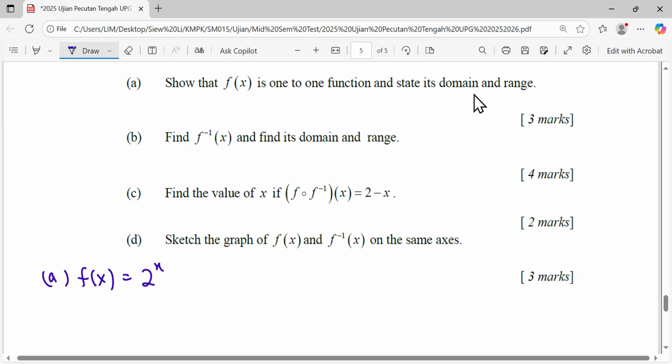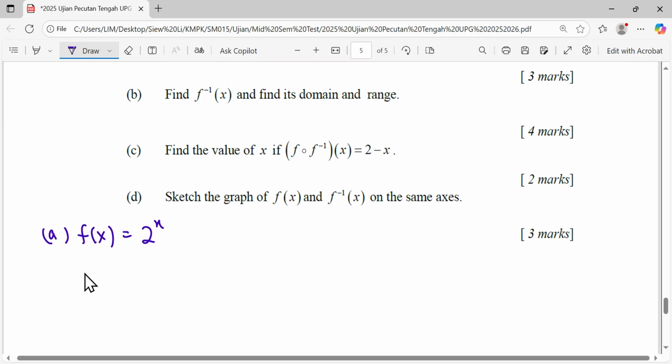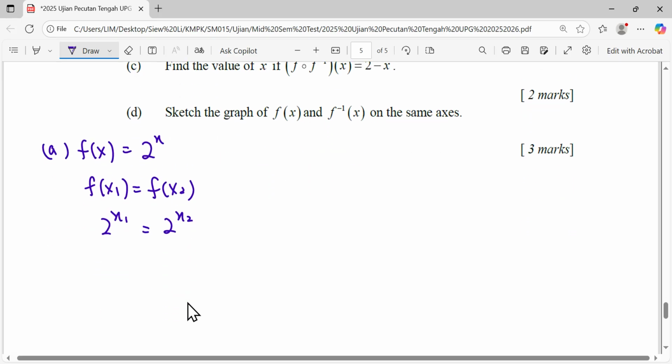To show it is a one-to-one function, we can use f(x1) equals f(x2). So 2^x1 will equal 2^x2. When we have an indices equation with a single index and the bases are the same, we can compare the power directly. Then we can get x1 equals x2.